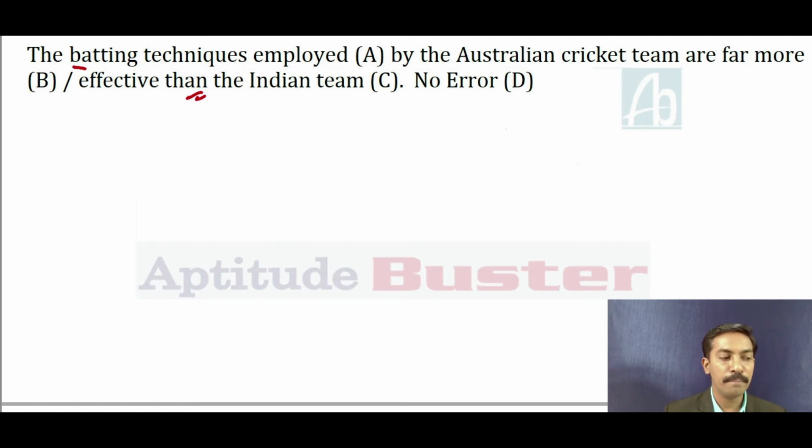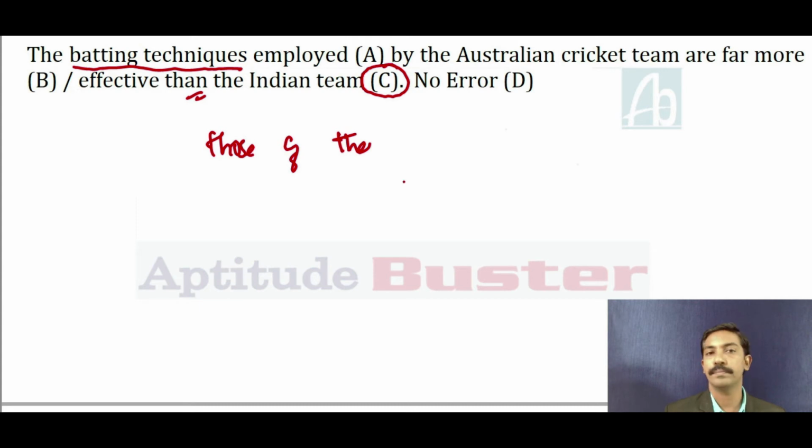We are comparing the batting techniques of the Australian cricket team. It has to be compared with the batting techniques of the Indian team. We can't compare the batting techniques with the Indian team as such. So we are very sure the error lies in segment C. This is more than sufficient. You have spotted the error, and from the examination point of view, you have answered the question. If you would like to know, the correction should be than those of the Indian team.